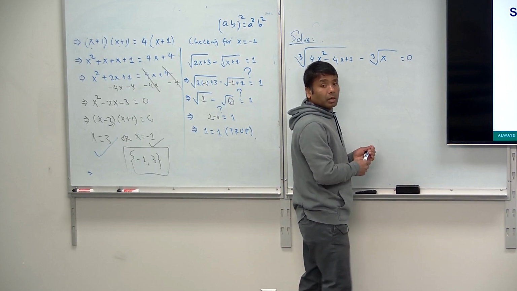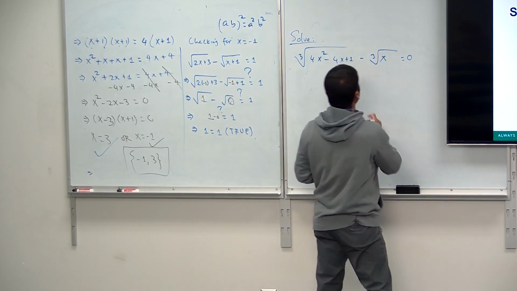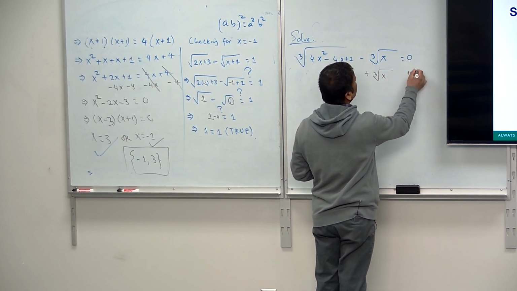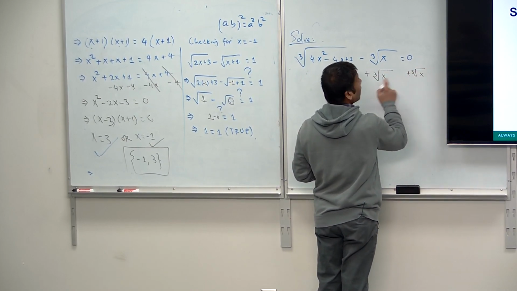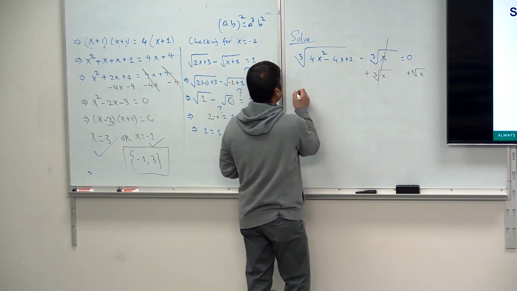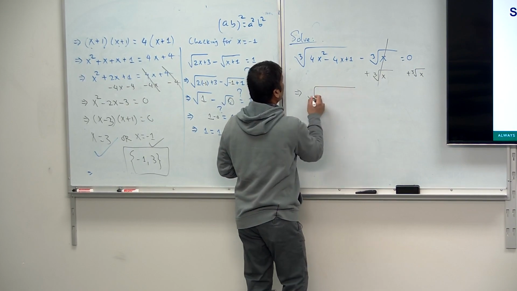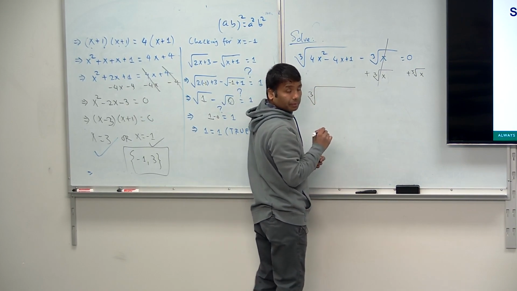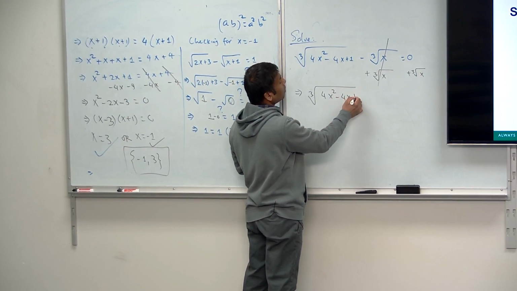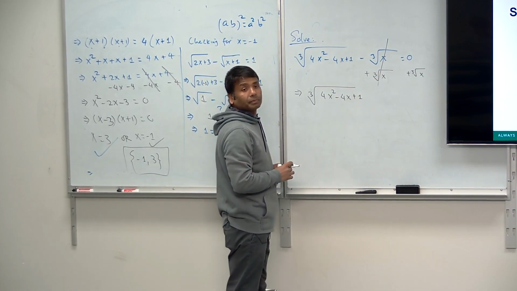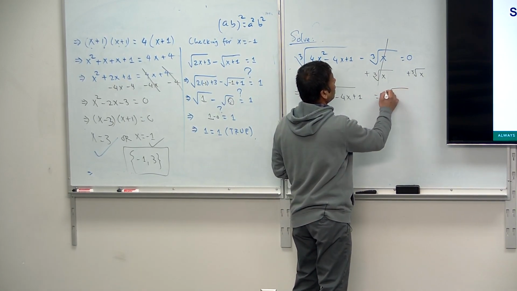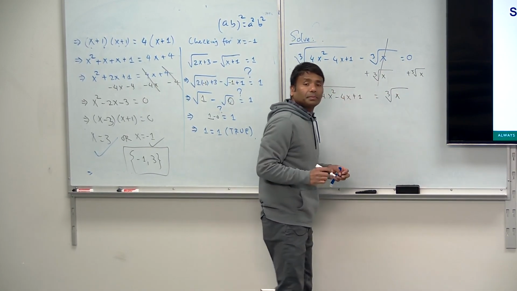So you add a plus cube root of x here, and this is also cube root of x, okay? I add cube root of x on both sides. You cross them out. So now what I have here is the cube root of 4x squared minus 4x plus 1, and that is equal to the cube root of x.